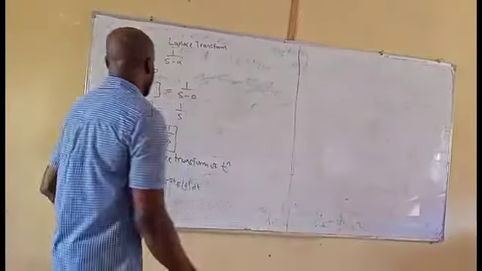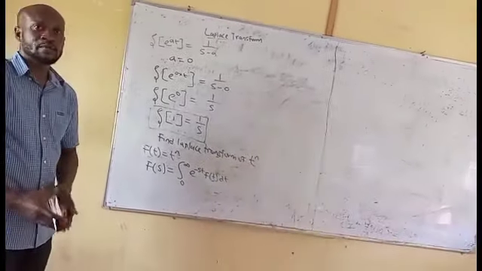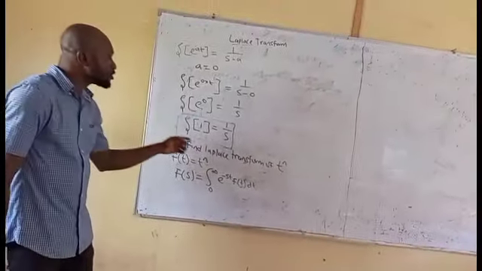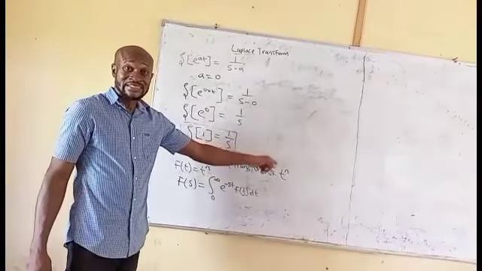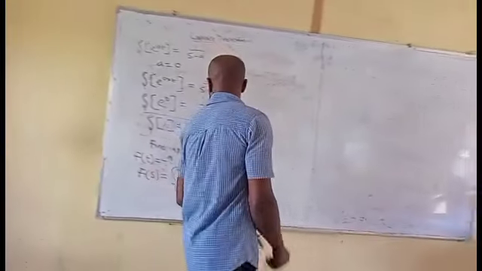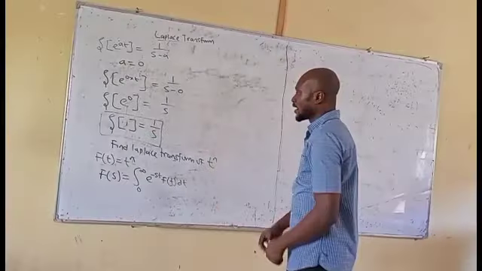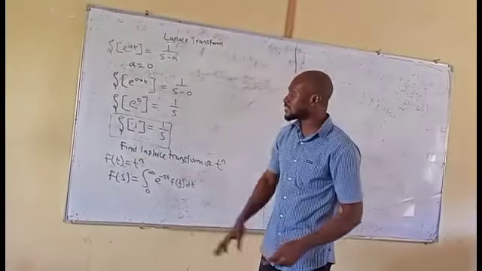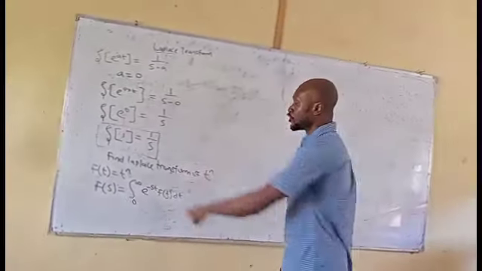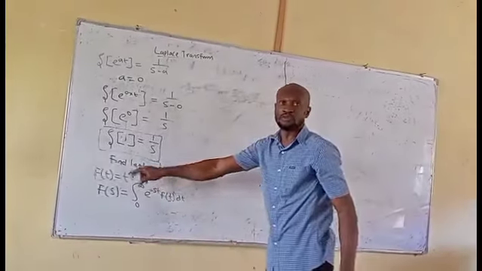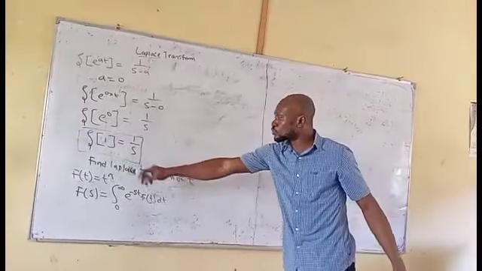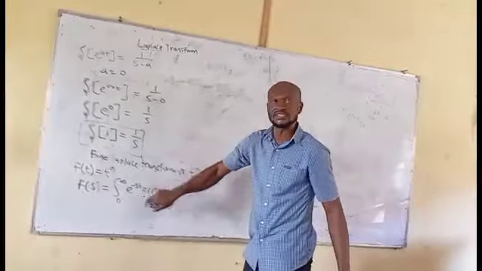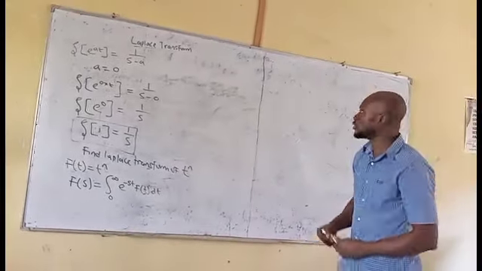dt. Now, what am I finding now? What am I looking for? I'm looking for the Laplace transform of t raised to the power of n. Since I said let my f of t equal to what? t raised to the power of n. So now I'm going to substitute this f of t into this equation.